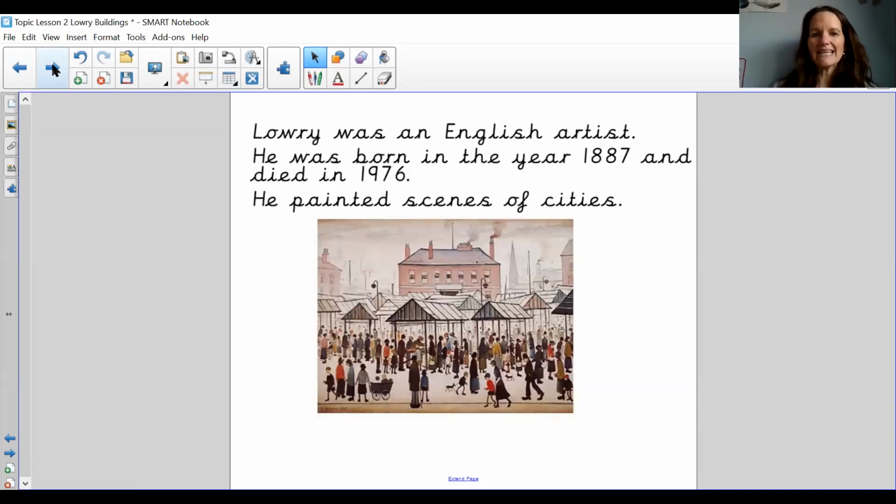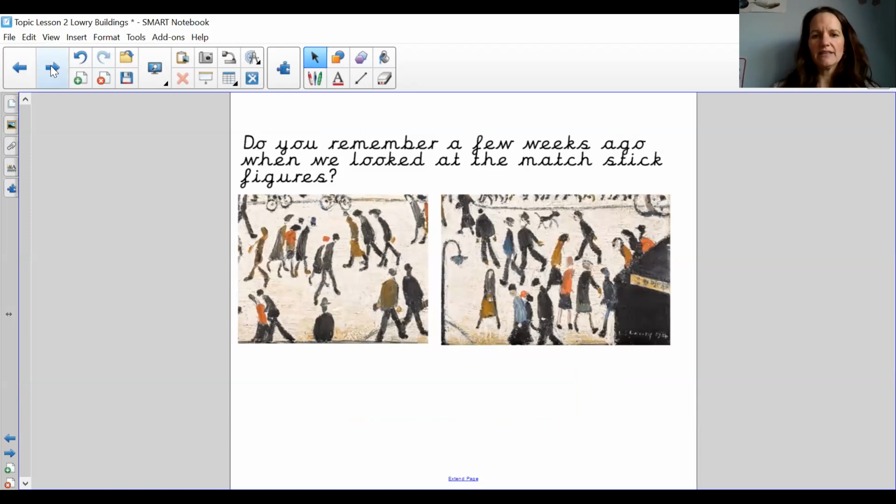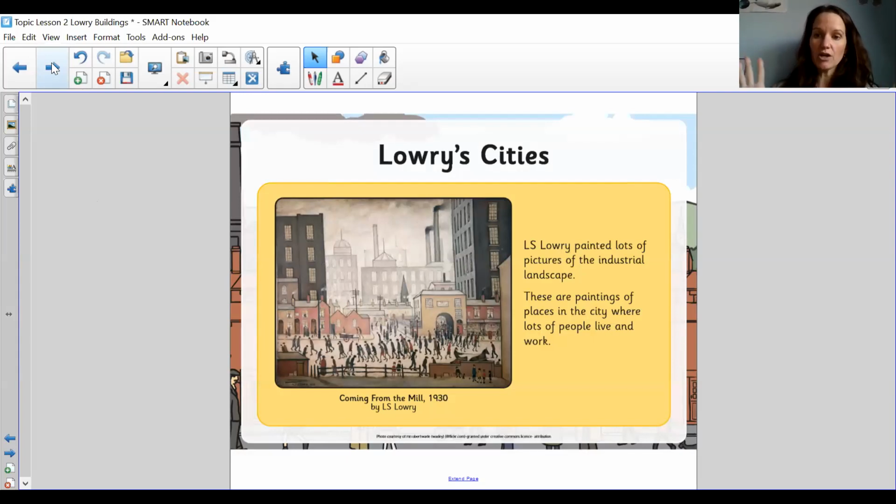So let's look. Lowry was an English artist. He was born in the year 1887 and died in 1976. He painted scenes of cities. So we looked at this painting a couple weeks ago, or one of them. You can see he's got figures that he paints that are drawn very simply, and then he's got backgrounds of cities. Do you remember a few weeks ago when we looked at these matchstick figures, and your task was just to practice drawing them? They didn't have any definition in their positions, but it was just practicing drawing their movement. So today we're going to look at the background of his pictures.